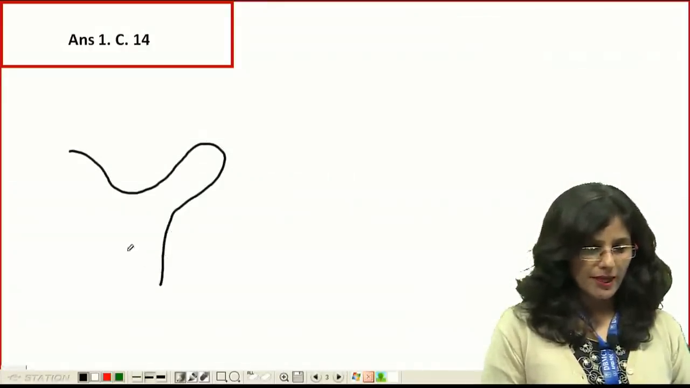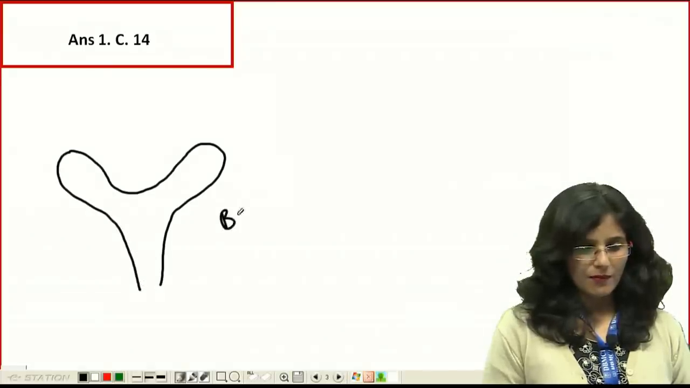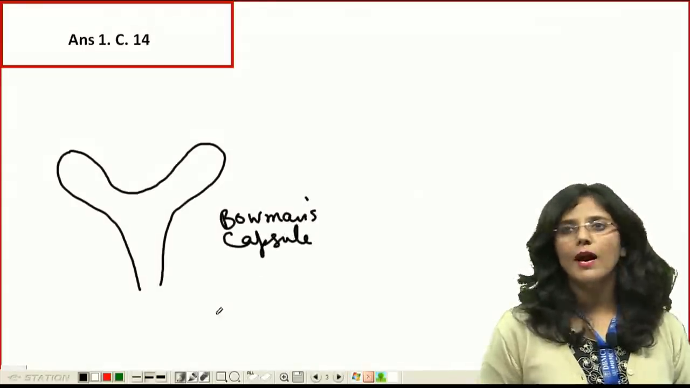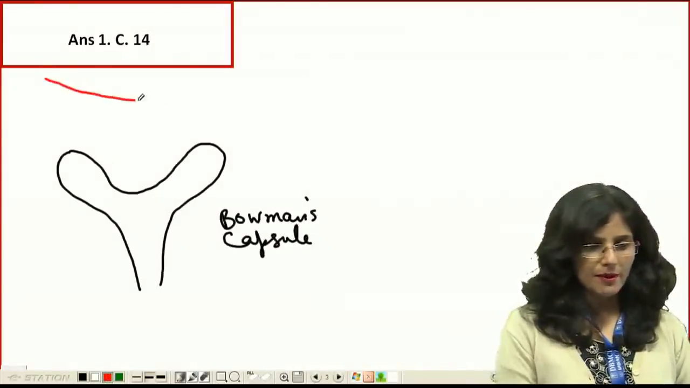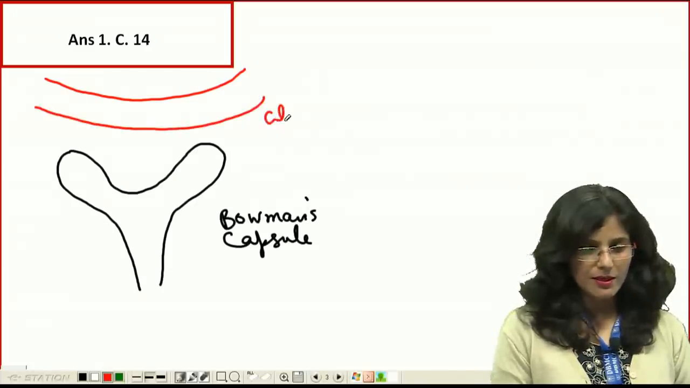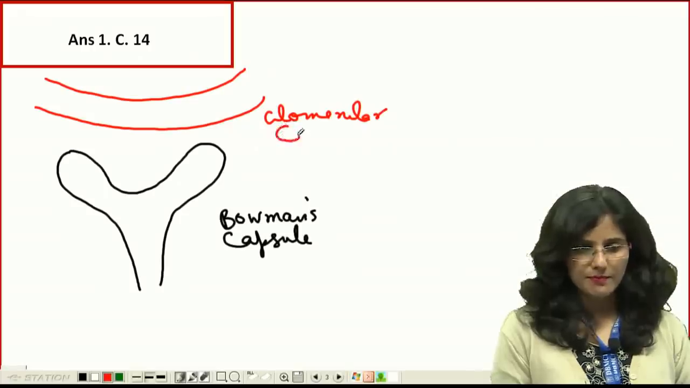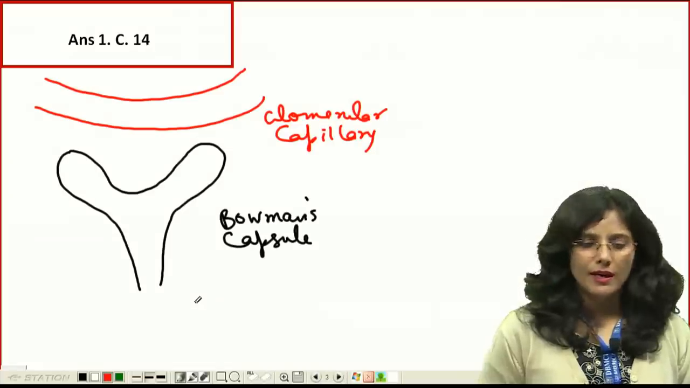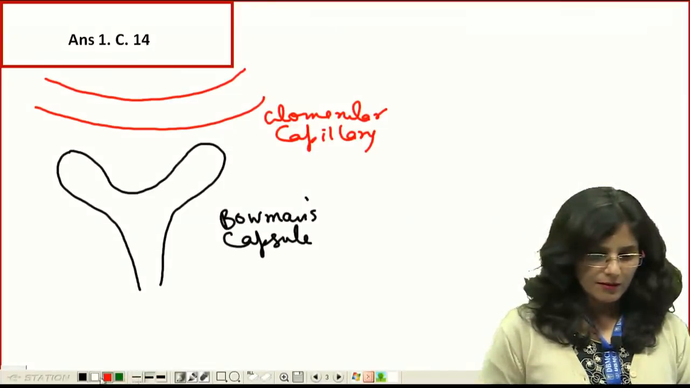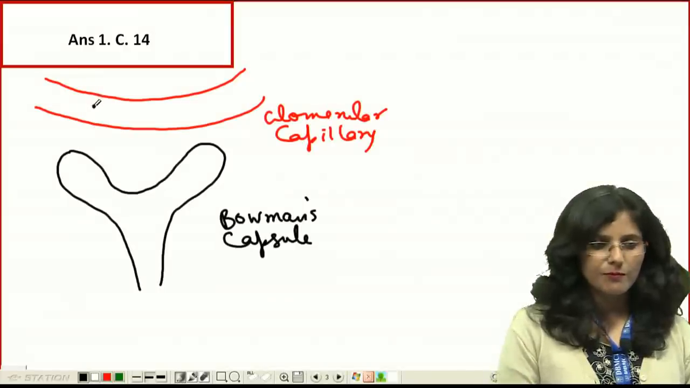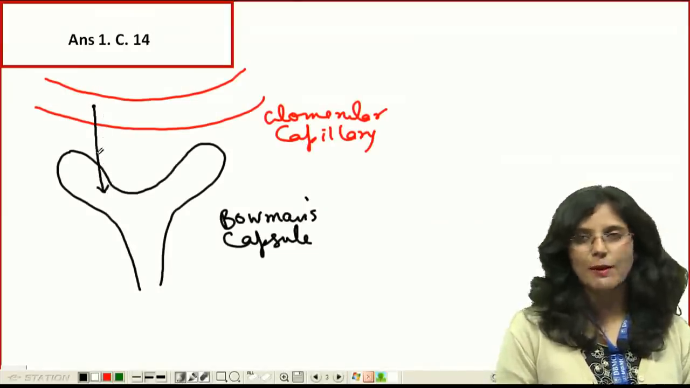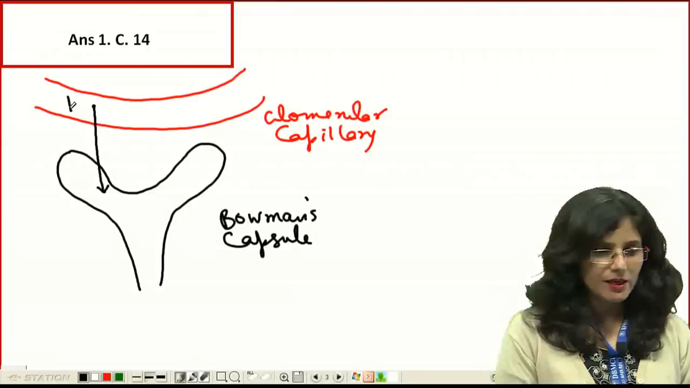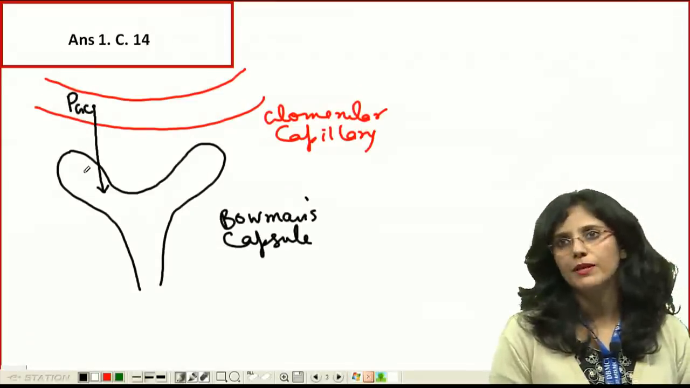Suppose this is the Bowman capsule. And this is the glomerular capillary from which the filtration has to occur. This is the glomerular capillaries. So there are 4 forces for the filtration. The force from the glomerular capillary to the Bowman capsule, which is promoting the filtration, is known as hydrostatic pressure in the glomerular capillary.